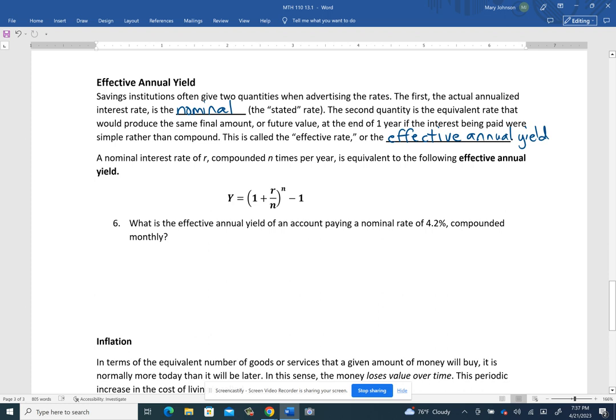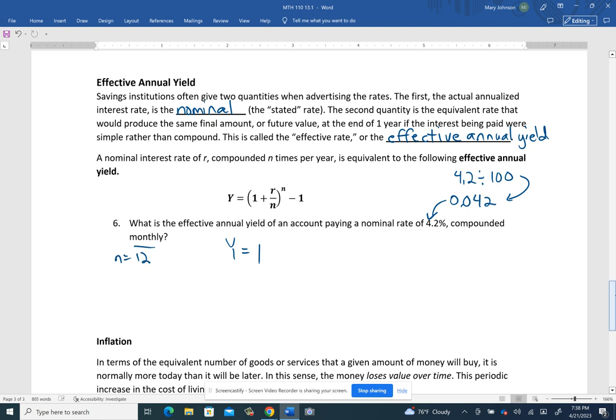And again, you'll have the formula. You just need to use it. So it uses the very familiar R and N. So R is the interest rate. This one's a little harder. 4.2% would be 0.042. You could take the 4.2 and divide by 100 if you needed to get that. Okay. All right. And then the N, since it said compounded monthly, the N would be 12.